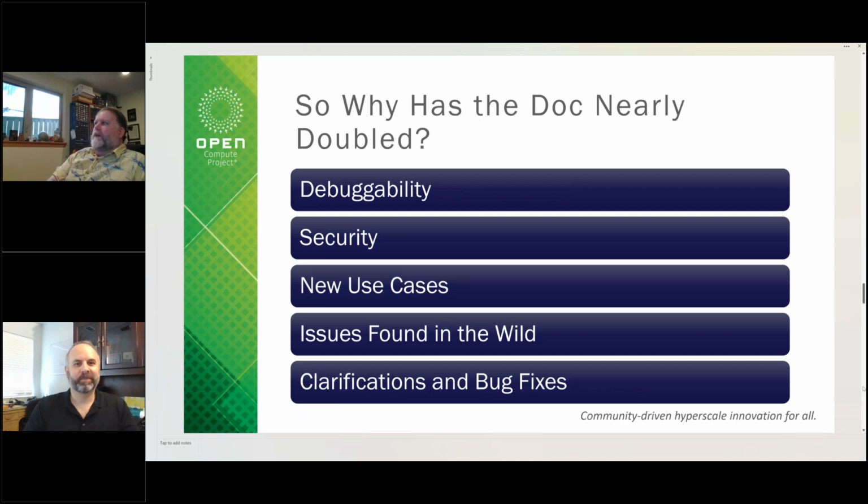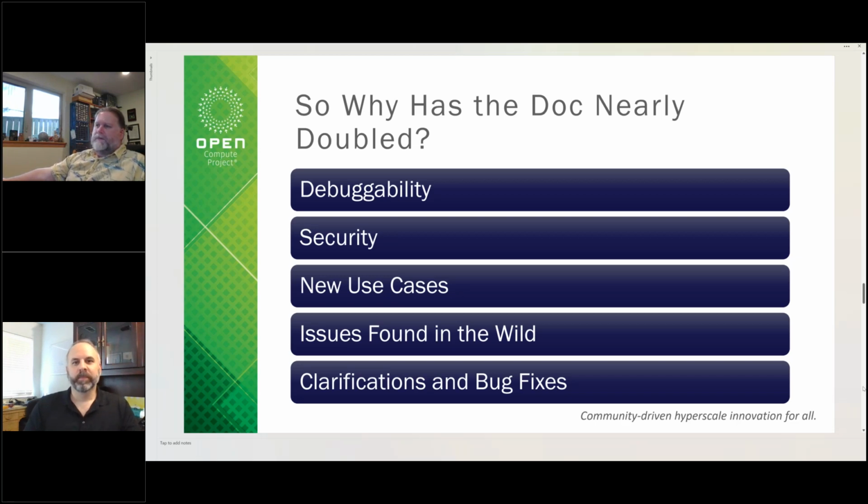So why has the doc nearly doubled in size? Frankly, I think Steve touched on it very well, or delved into it deeply very well. Debuggability, all the new stuff around the new definitions for telemetry, and some other stuff around that as well, some TCG history and things like that that I'll get into later. Obviously, security. We've added a whole bunch of new requirements for security, some new use cases, putting in things for Ross's FTP and Google as well.